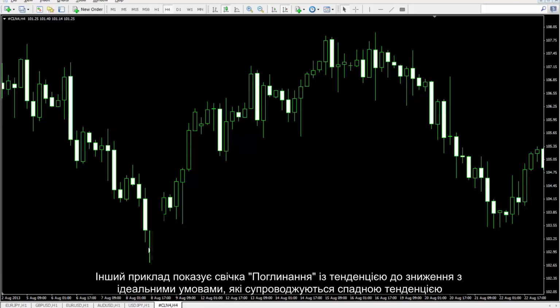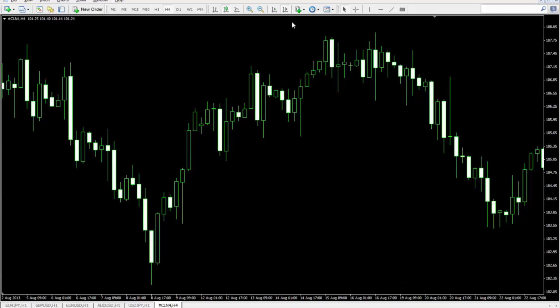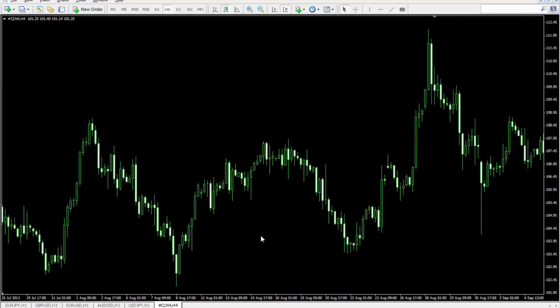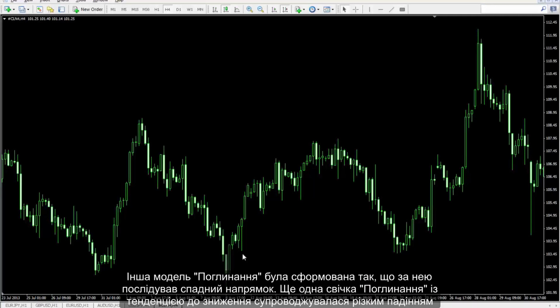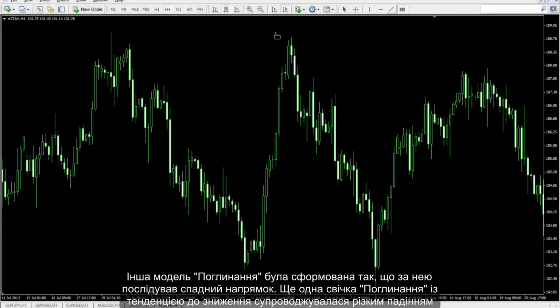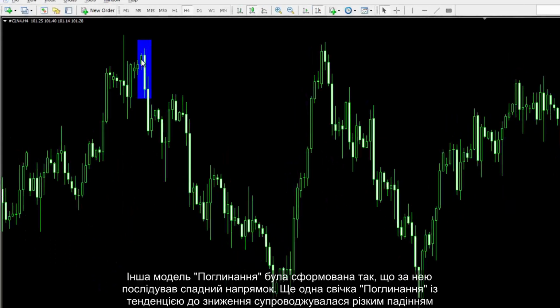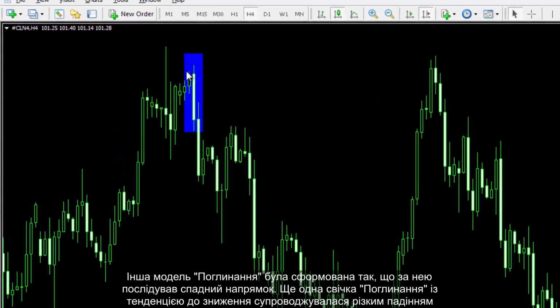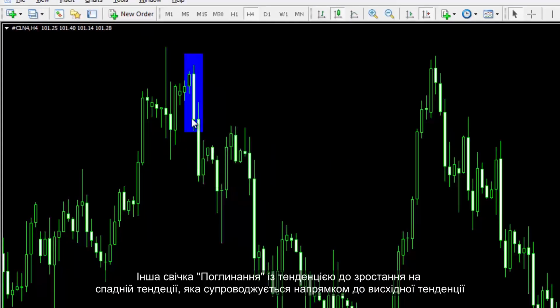Another example shows a bearish engulfing candle with ideal conditions that is followed by a downtrend. Another engulfing pattern has formed that was followed by a downward direction. Another bearish engulfing candle was followed by a sharp decline. The other bullish engulfing candle on a downtrend was followed by an uptrend direction.